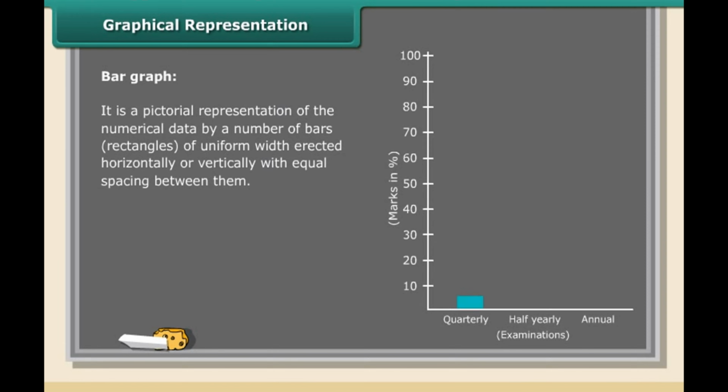It is a pictorial representation of the numerical data by a number of bars, rectangles of uniform width erected horizontally or vertically with equal spacing between them. The bar graph shows Divya's performance in the quarterly, half-yearly and annual examinations. It helps us to compare the whole year's performance. From the above graph, we infer that Divya's total marks have been increasing, which shows progress in her studies.